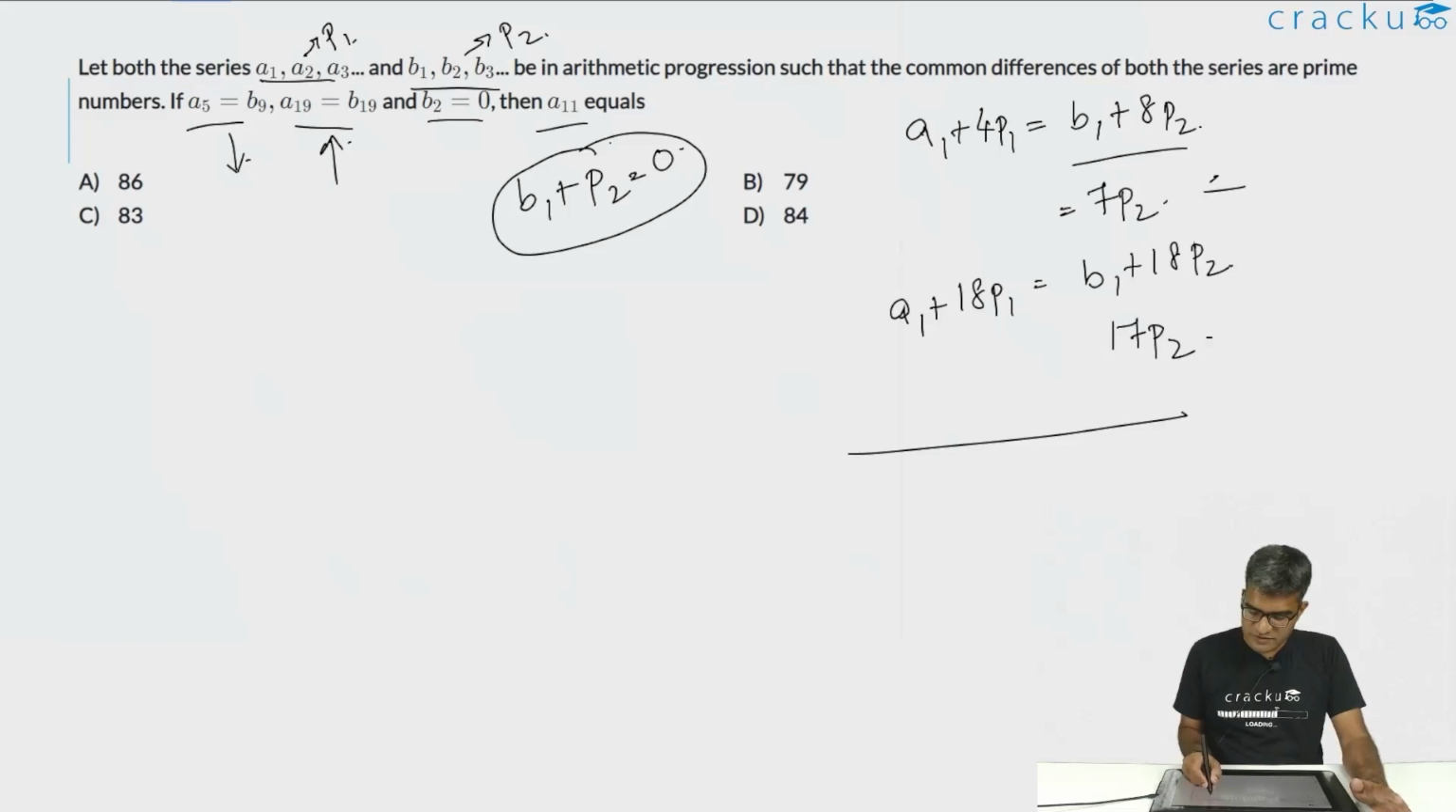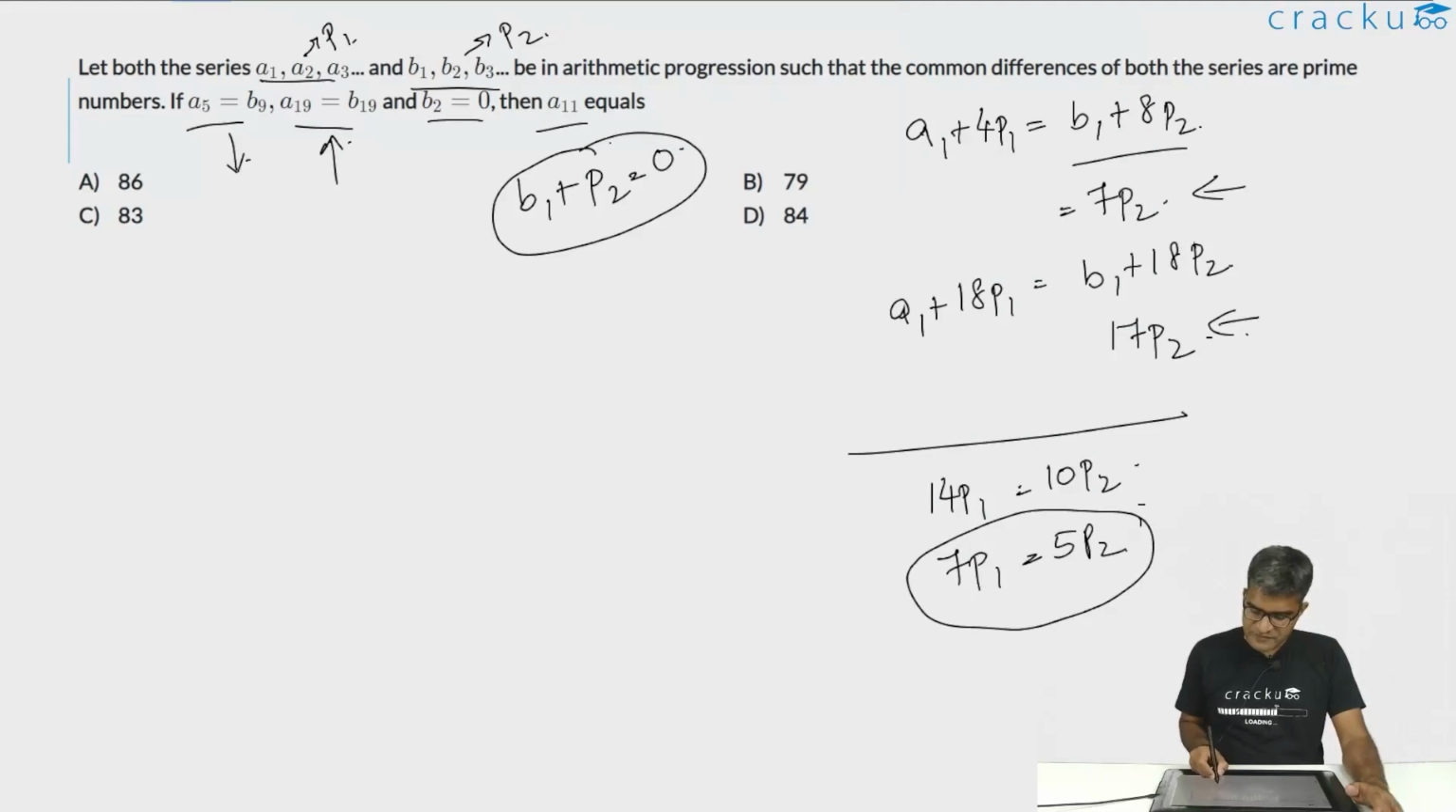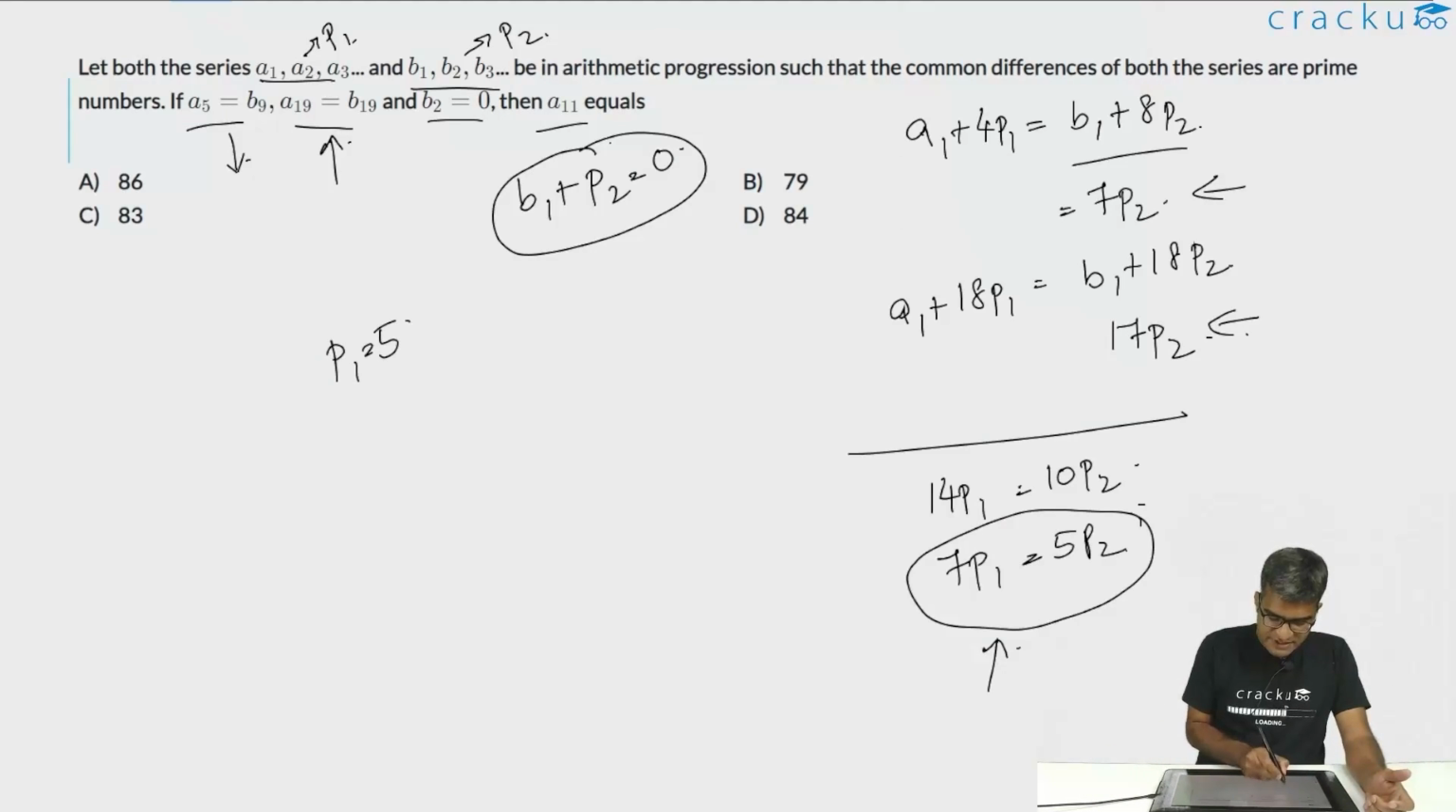Now using these two equations, if you subtract one equation from the other, the left hand side will be 14P1. This is equal to 10P2, or the value of 7P1 is equal to 5P2. What are P1 and P2? P1 and P2 are prime numbers. The only way this equation will hold is if P1 is equal to 5 and P2 is equal to 7.